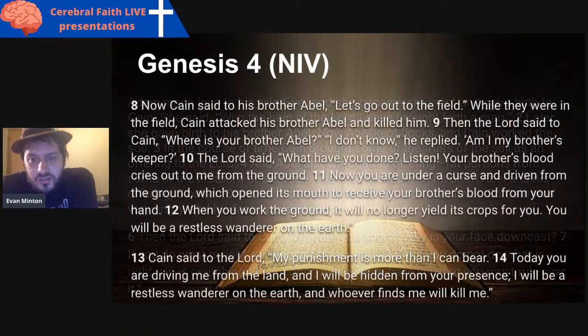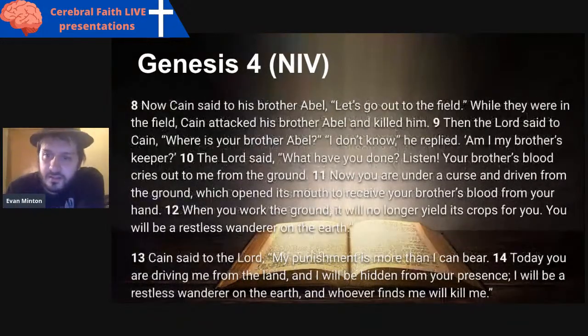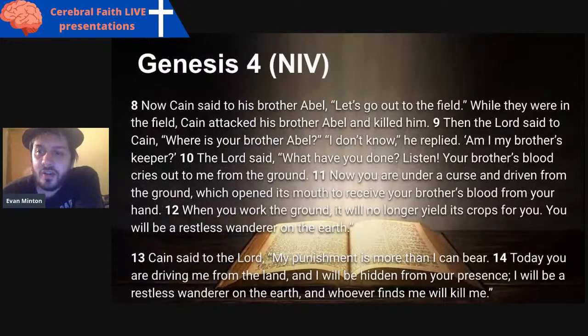Now Cain said to his brother Abel, no, he did not say, oops. Now Cain said to his brother Abel, "Let's go out to the field." While they were in the field, Cain attacked his brother Abel and killed him. Then the Lord said to Cain, "Where is your brother Abel?" "I don't know," he replied. "Am I my brother's keeper?"